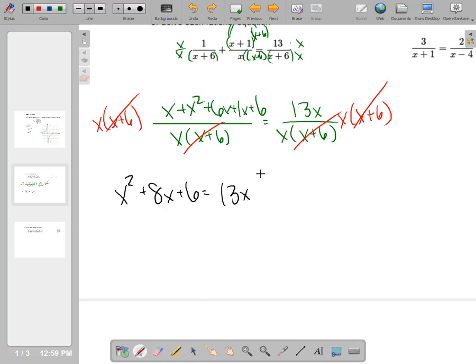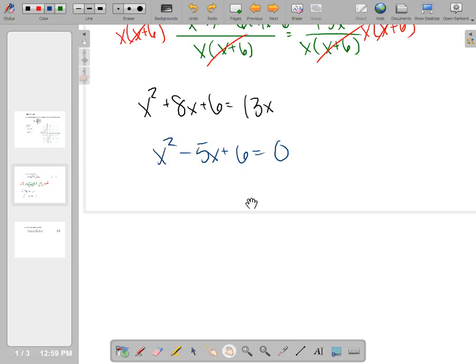When you see it's a quadratic, you need to get everything on one side. x squared minus 5x plus 6. And hey, look at that. It's a quadratic that I can factor. I can do split the middle. And when you do split the middle, you're going to get x minus 3, x minus 2. I'm not really showing my steps there. I'm doing that in my head. So x either equals 3 or x equals 2.